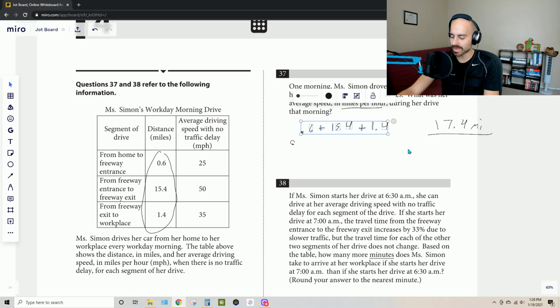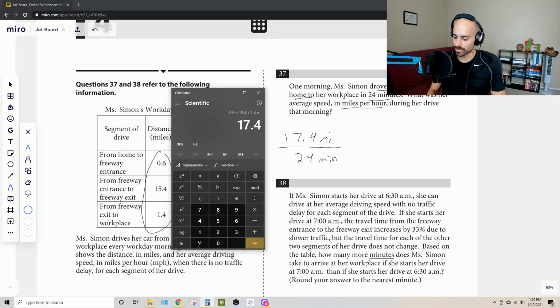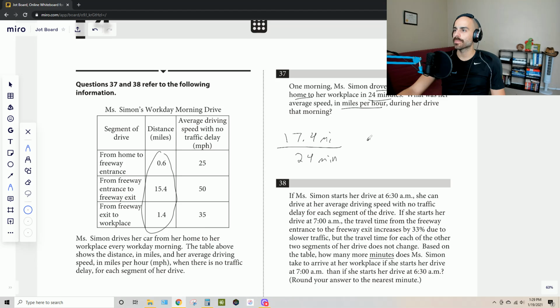Well, there's two ways to go about it from here. You can divide it by how many minutes there are, 24 minutes. Let me get the number here first, divided by 24. And that would be 0.725 miles per minute.